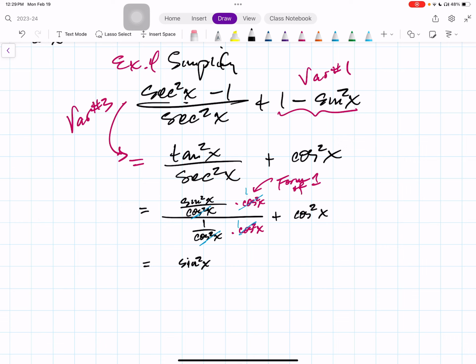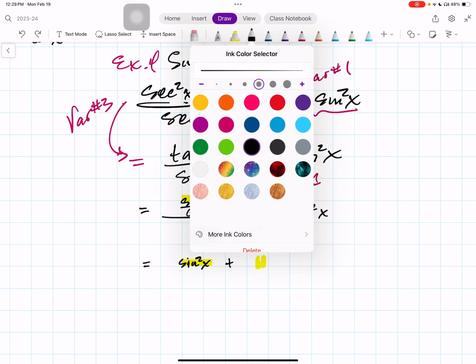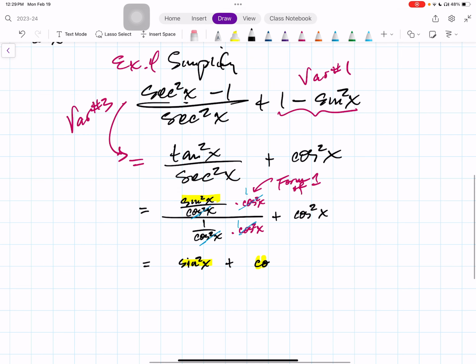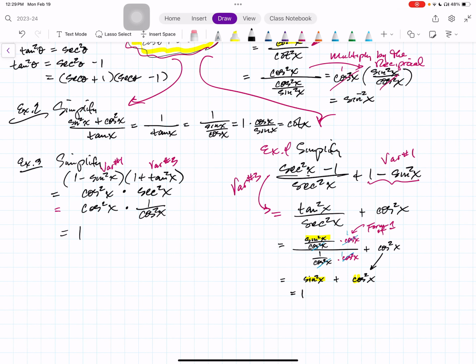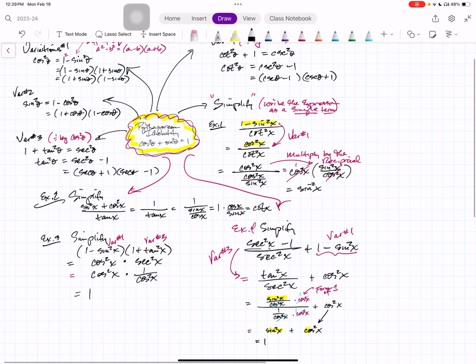Or you can multiply by the reciprocal. You could do that too. But you get sine squared x on that fraction. The only thing remaining is this sine squared x, right? Bring down the cosine squared x. And guess what? That's just equal to 1 because that's your main Pythagorean identity. Okay, there you go. Look at that. And there are four examples of using your identities.